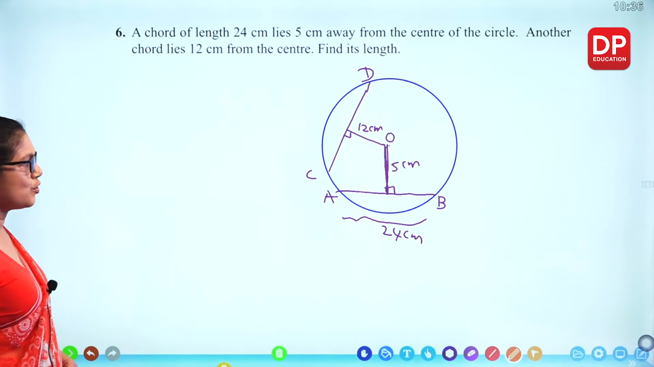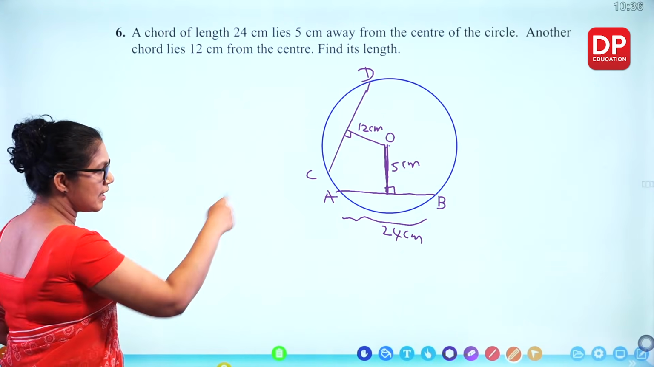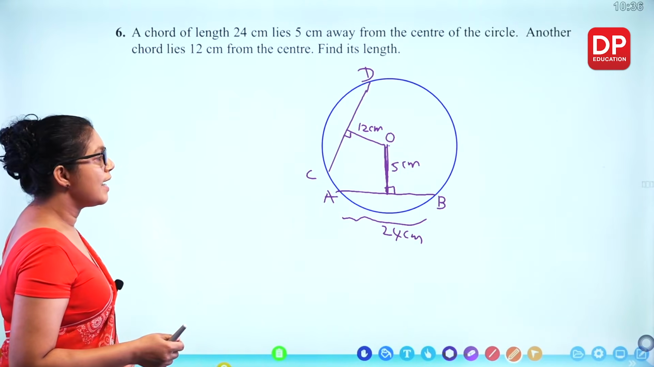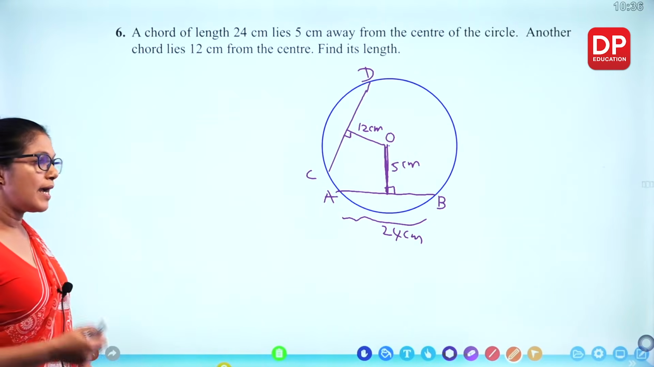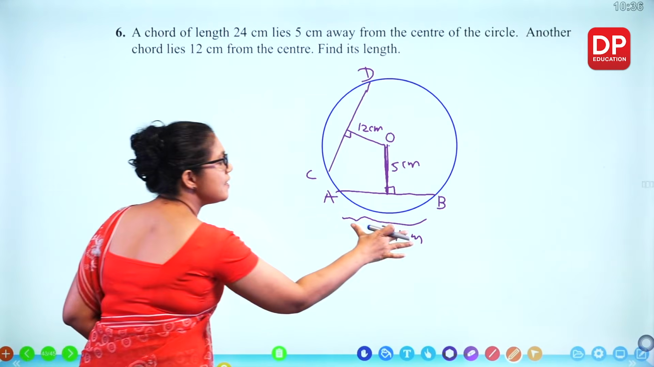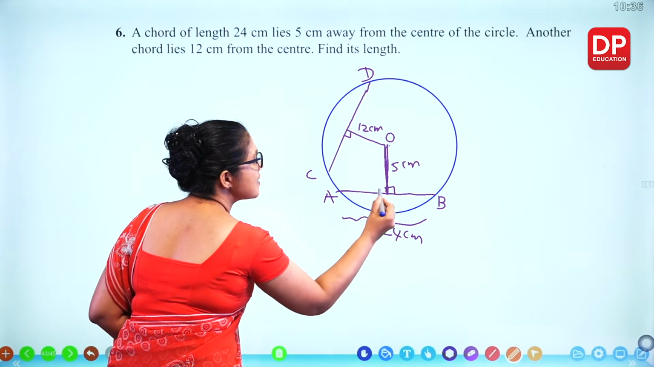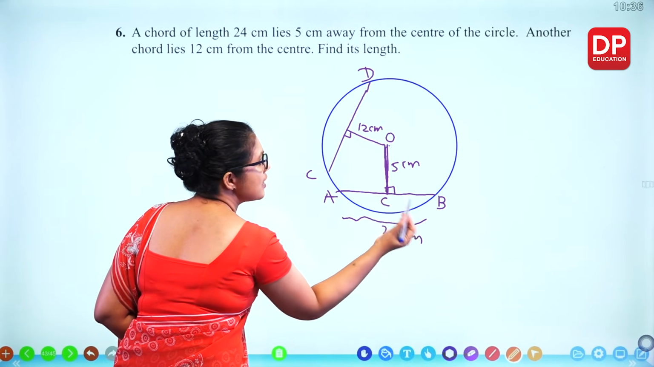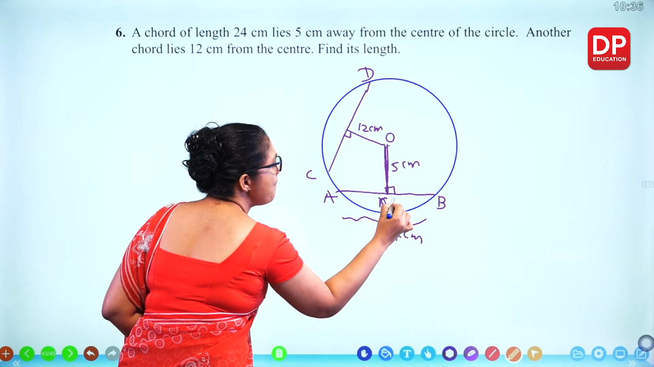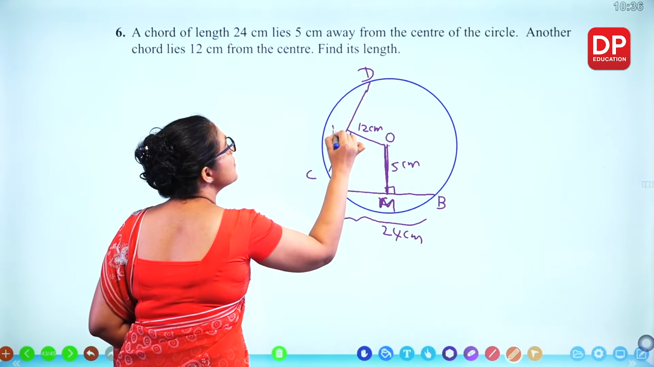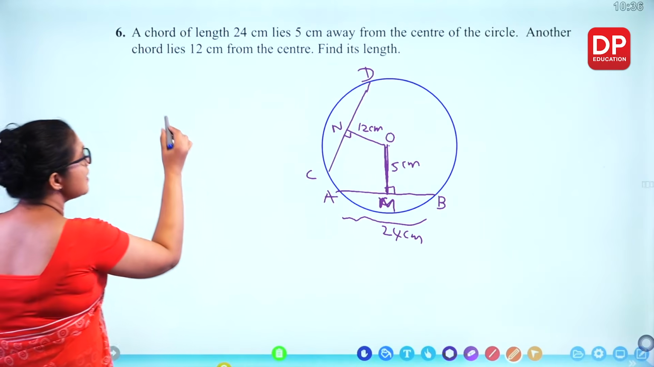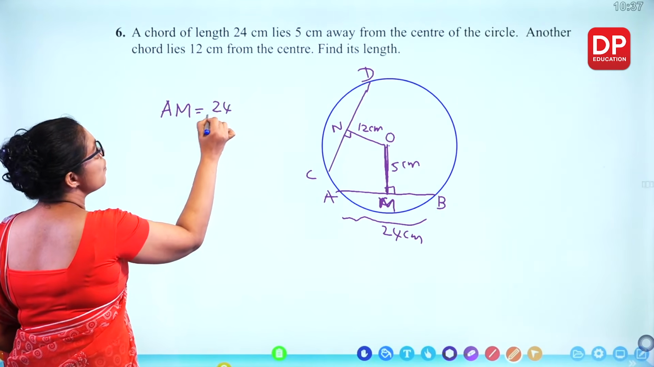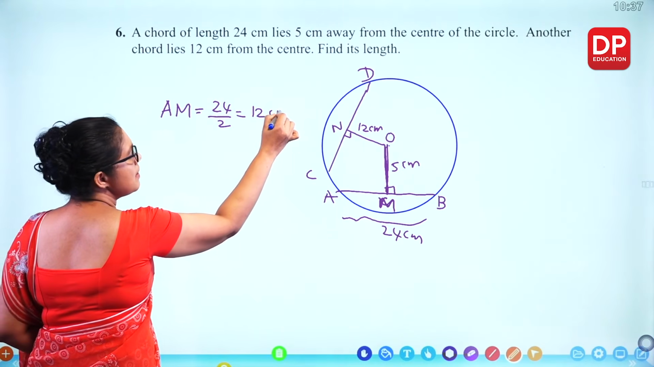So how can we do that? Now, according to the given information, we know when you draw the perpendicular line, the chord bisects. So here, if this is 24, what is half of this? We'll put C here. Now we'll take another letter M and we'll take N here. So what is the length of AM? That's half of 24. That's 12 centimeters.